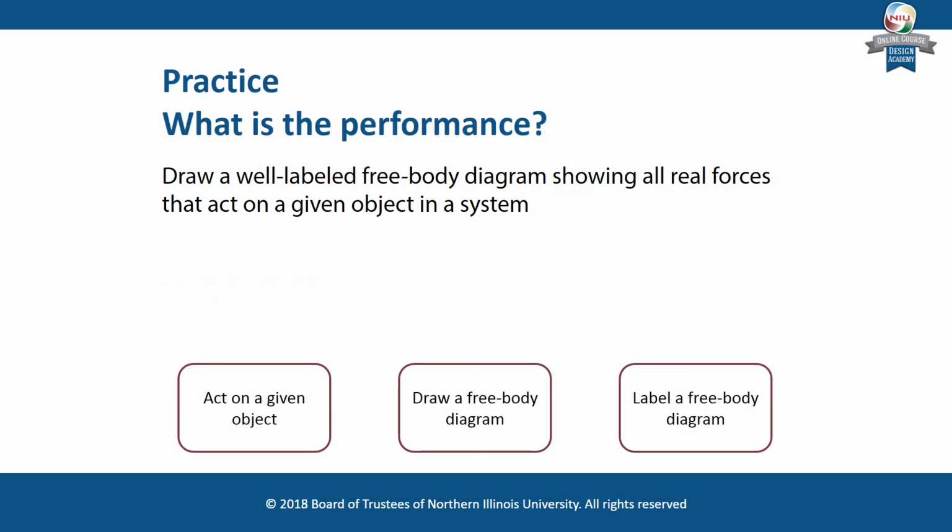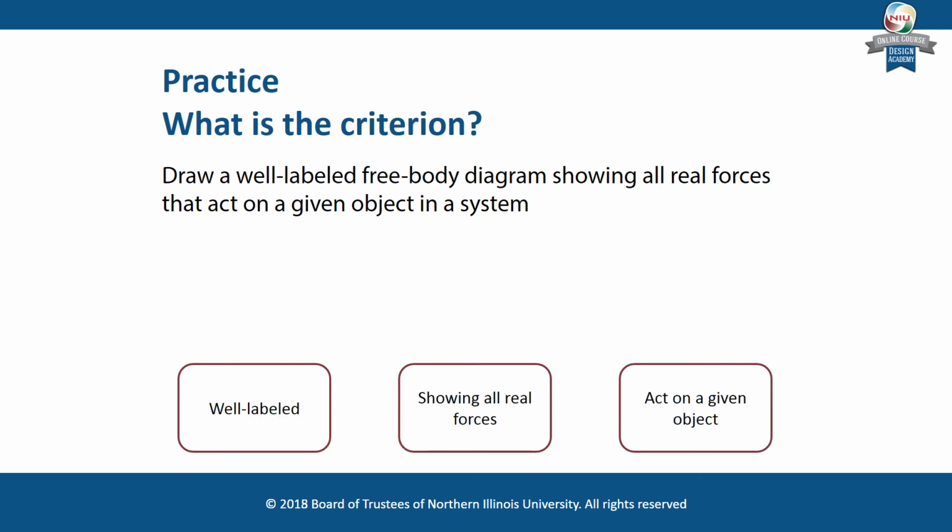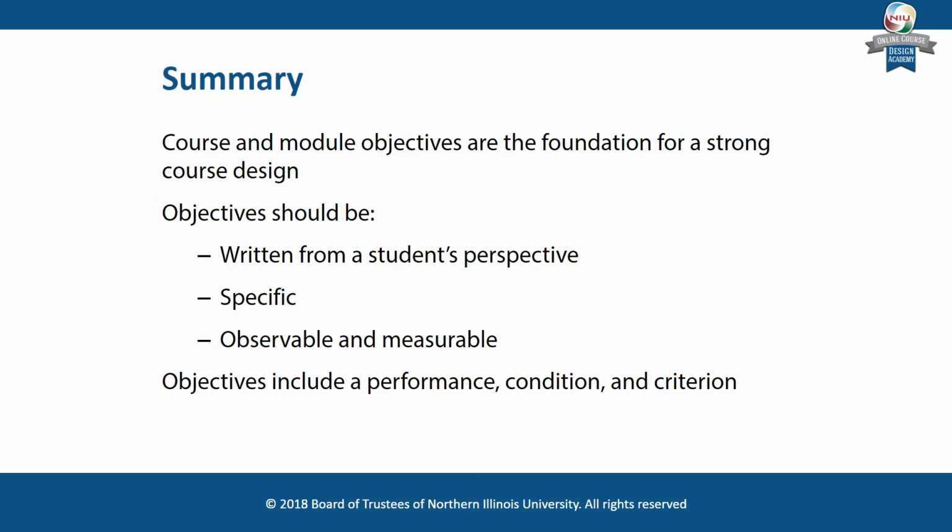Now you try. What is the performance in this objective? Now, what is the condition of the objective? Remember that the condition refers to circumstances that influence the performance. Now, what is the criterion of the objective? The criterion describes how well or to what degree students must master the performance.